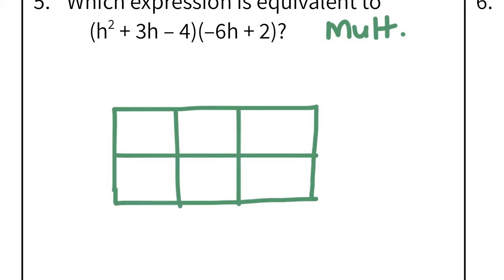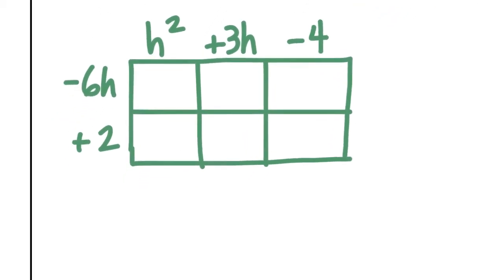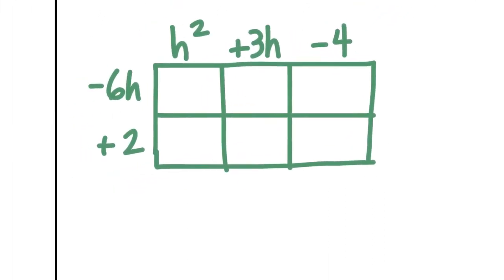See that? Okay, and then I'm going to take this first polynomial and write those terms with each square. So h squared plus 3h and minus 4. And in the second polynomial, I'm going to write those two terms here down the side. So negative 6h and plus 2. And now we're going to multiply corresponding rows and columns.